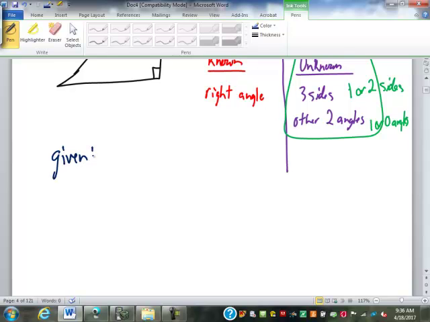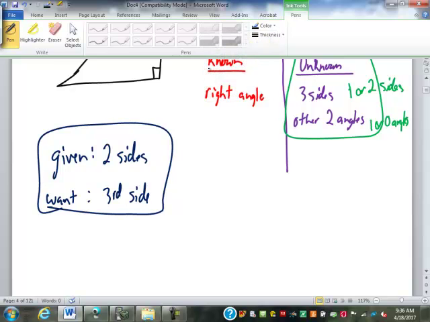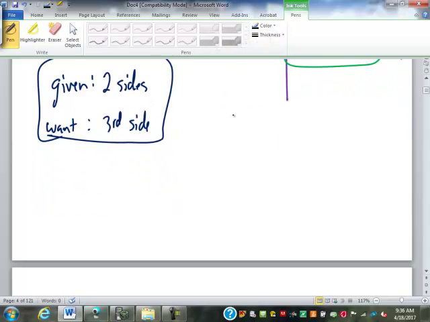We're assuming that we know the right angle, so I'm not going to write that down each time. What happens if we are given 2 sides? And we want the 3rd side. I start with this one because this is the easiest one, and we've known how to do this one since fall.